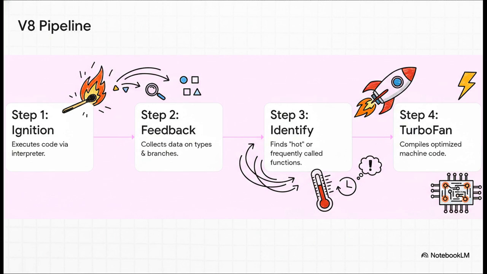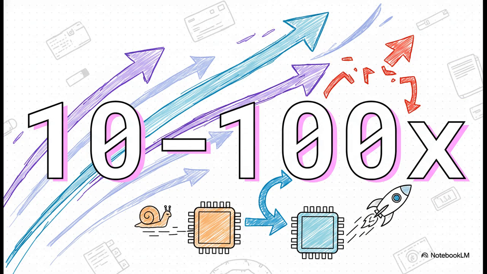So here's kind of how that whole pipeline works. When your function runs for the very first time, Ignition is the one executing it. And as it's running, it's collecting feedback. It's asking, okay, what types of data are being used here? Which if statements are being taken most often? Once a function gets called a lot and is identified as hot, V8 hands it over to TurboFan, which uses all that feedback to create this new, highly optimized version. And the difference here is just staggering. We are not talking about a small 10 or 20% improvement.